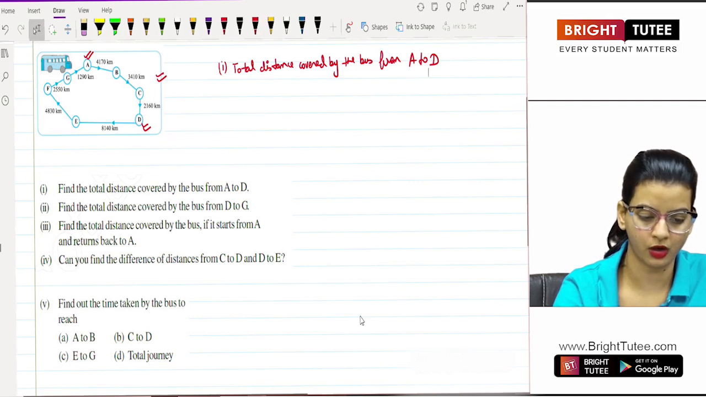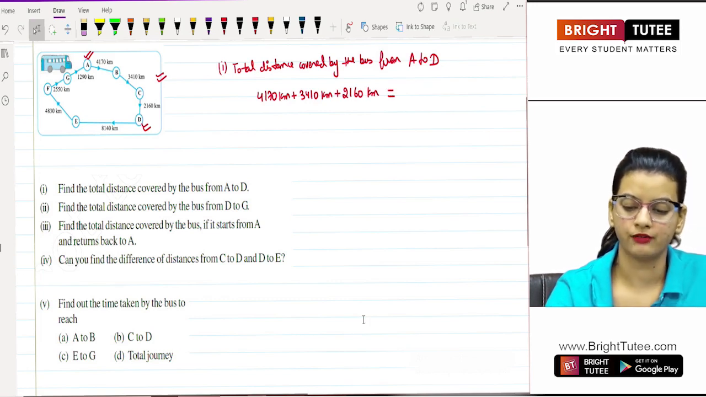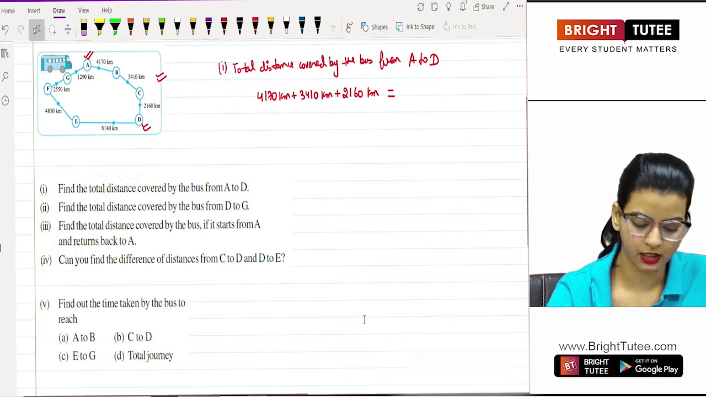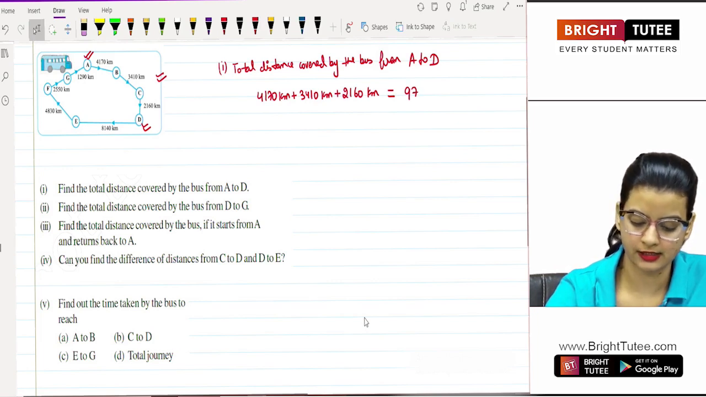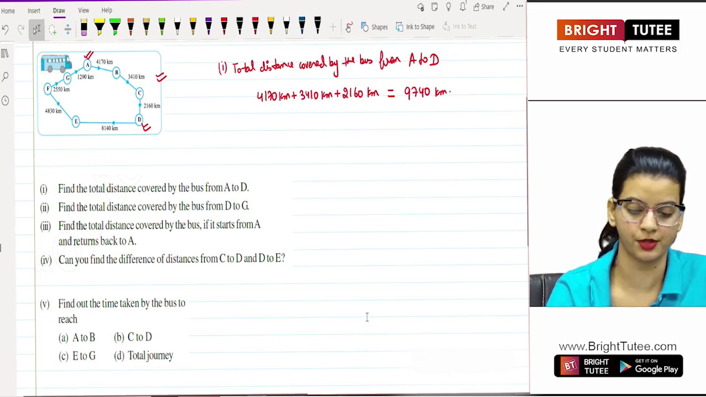Okay, so we have got 4170 kilometer plus 3410 kilometer plus 2160 kilometer. If I add all these three, the total value is 9740 kilometer. So the total distance covered by the bus from A to D is 9740 kilometer.